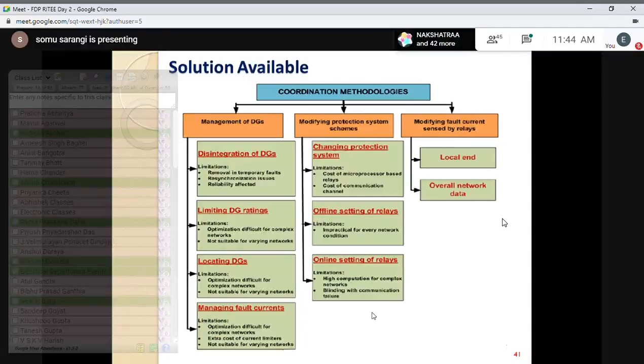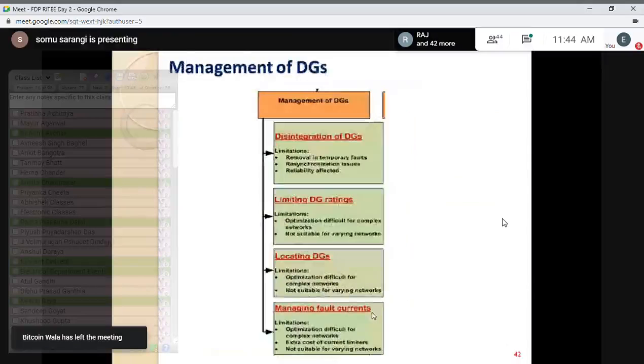Then the other solution is we'll use the same overcurrent relay or fuses or reclosers, and using this relay, we will try to modify some technique, or we'll take some extra features so that the overcurrent relay will operate in a correct way, so that we can go for a higher level of penetration. Okay, so these are the things we have discussed.